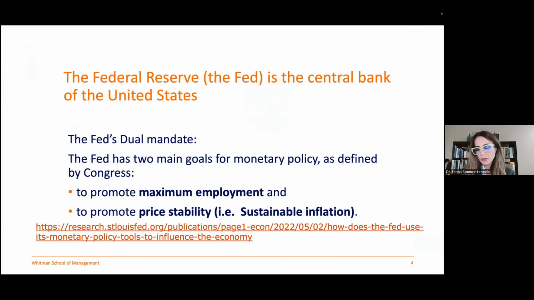The Federal Reserve Bank has a dual mandate, which means they have two main goals. One is to promote maximum employment, so they have to keep an eye on the labor market. And the other one is price stability, meaning keep an eye on the prices of goods and services. So this dual mandate is really crucial to understanding monetary policy.